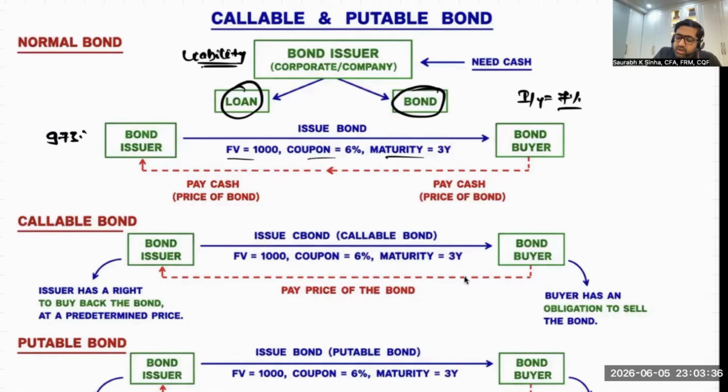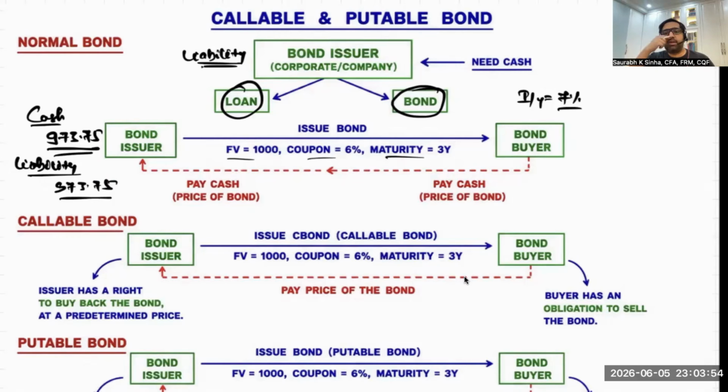Now, this is what the bond issuer will receive, the cash as an asset, but this will lead to a liability of 973.75. And how will the bond issuer pay the liability? The bond issuer will pay the liability by paying 60, 60, 60 as a coupon and 1000 as the face value. Okay. Now, let's talk about callable bond and understand it in contrast with a normal bond.